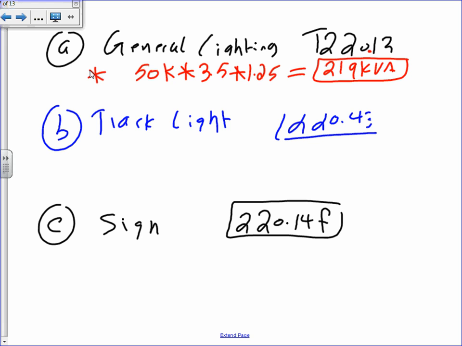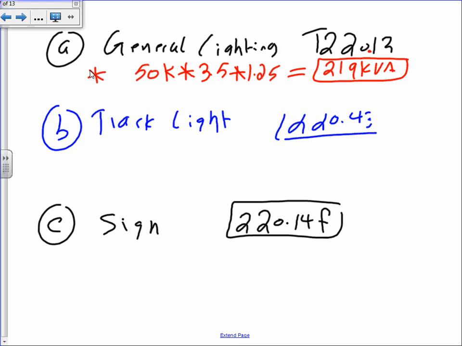Now, do I have actual fixtures to compare this number with? If I don't have actual fixtures, I'm stuck with it. That's all mine. Cool. If you have actual fixtures, like 100 lights, each one of them is 95 kVA, then you multiply 100 by 95, do the answer and compare it with this, pick the largest.